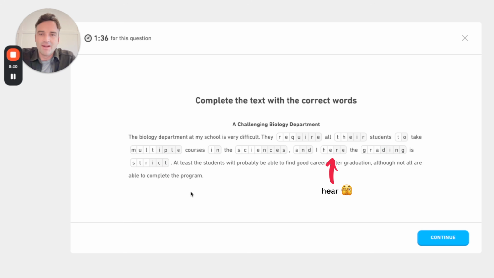Okay. All right, so we have the context here of a challenging biology department, but it could be a challenging school or challenging assignment. That is the key point here. So we have require their students to take multiple courses in the sciences, and I hear the grading is strict. So the context is there, right? All right. So once you've completed it all, take some time to read and make sure you didn't make any typos. I often make typos, so I need to check for that.